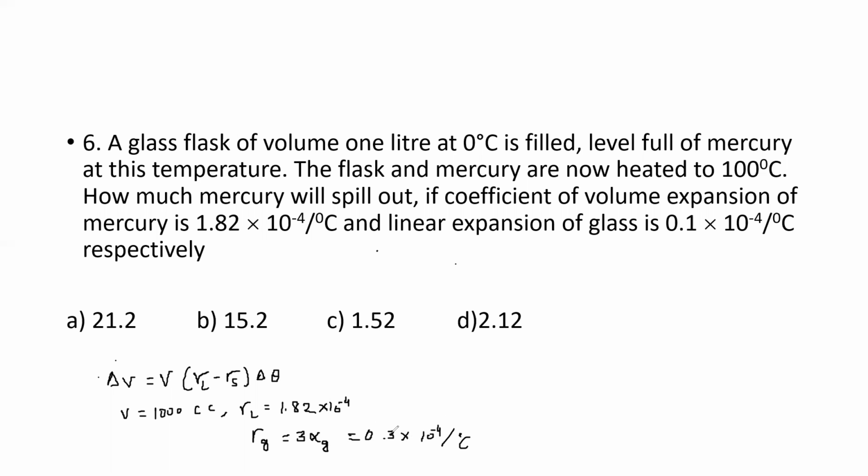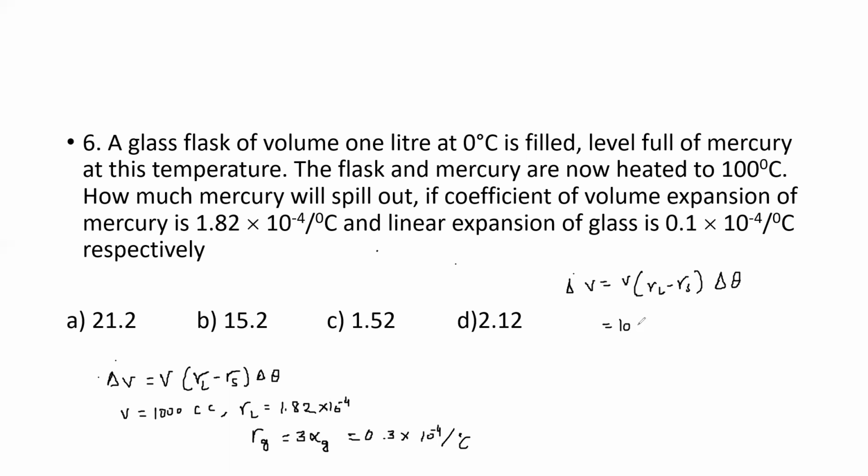Next. So now we know that the change in volume can be calculated as ΔV = V(γL − γS)Δθ. V is given as 1000. Substitute all the values now.